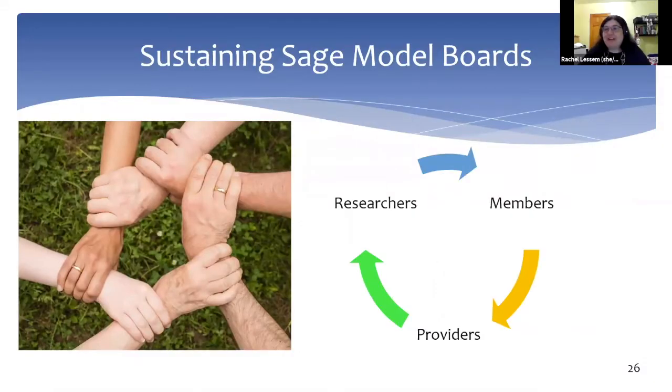Thank you so much, Jane. That was really helpful. And I think we can all see from Jane's presentation how evaluation leads us into the issue of sustainability, which is something you have to consider for SAGE model boards. There are three roles that need to be sustained. And in order to sustain them, you need to attend to the needs and capacities and barriers of each of these groups fulfilling these roles, which I'm going to go through one by one: researchers, members, and providers.